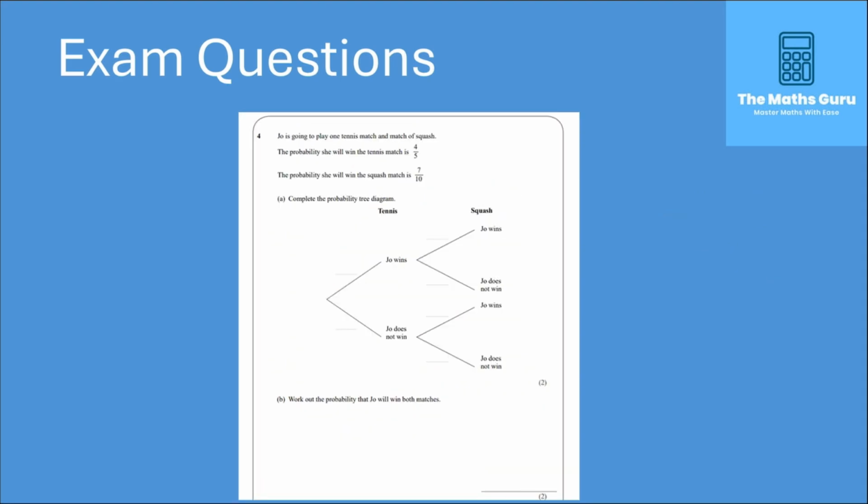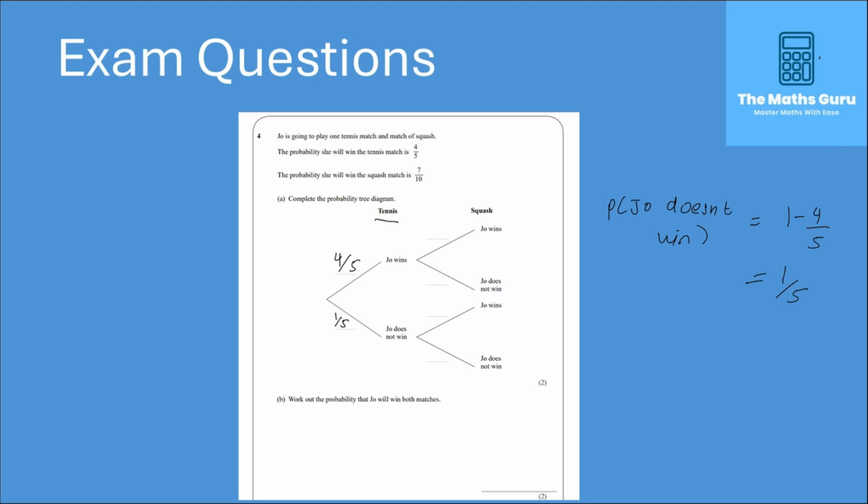Okay, now looking at this question, we're told Joe is going to play 1 tennis match and 1 match of squash. The probability that she'll win the tennis match is 4/5, so we can fill this in. We can see that this is tennis, and Joe winning is 4/5. In terms of the event, the total probability is equal to 1, so the probability that Joe does not win is 1 minus 4/5, which is equal to a fifth. So we can fill in a fifth here as such.